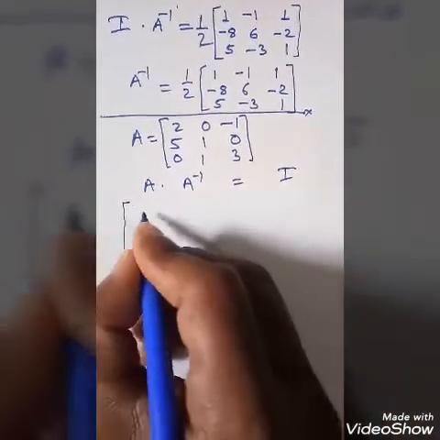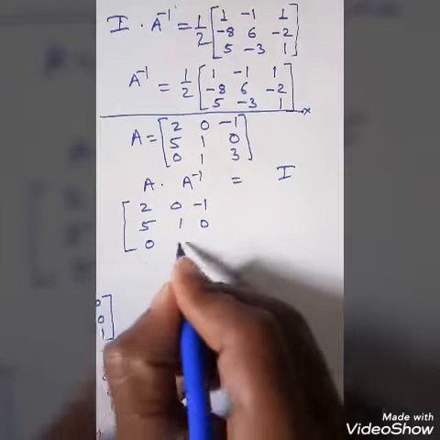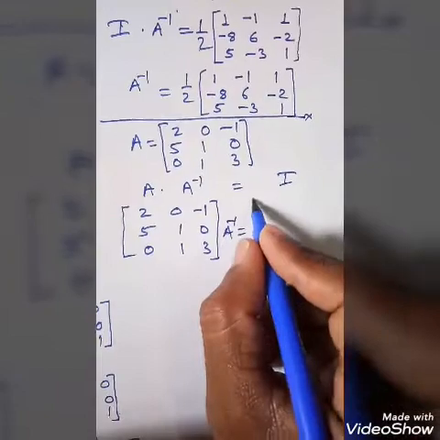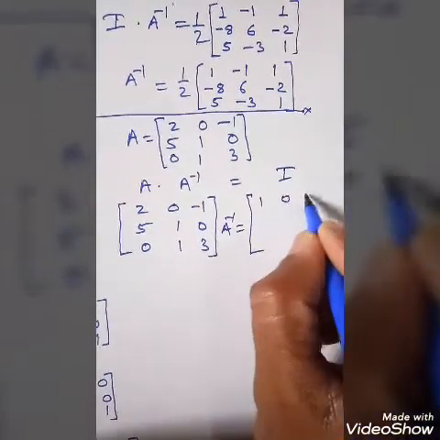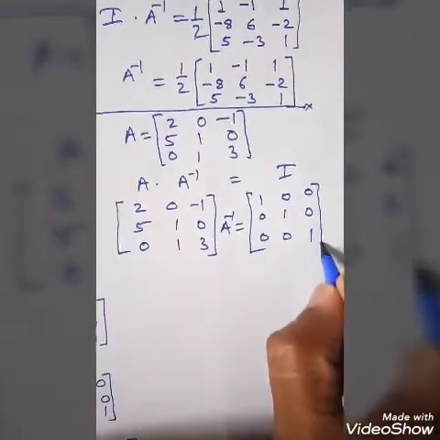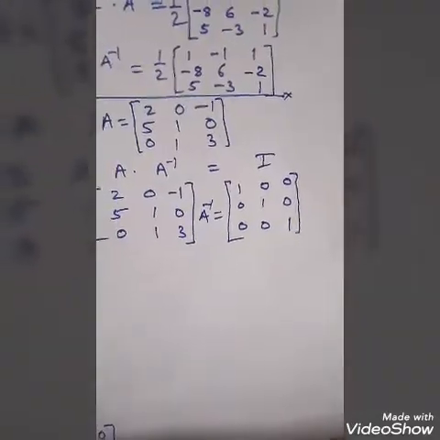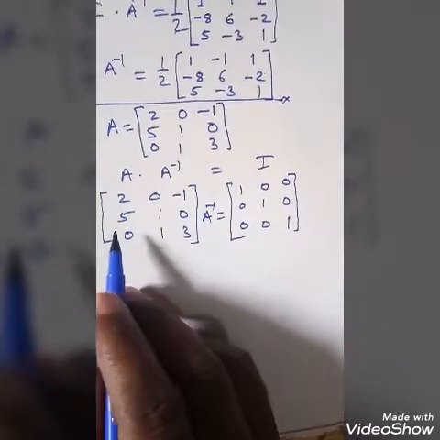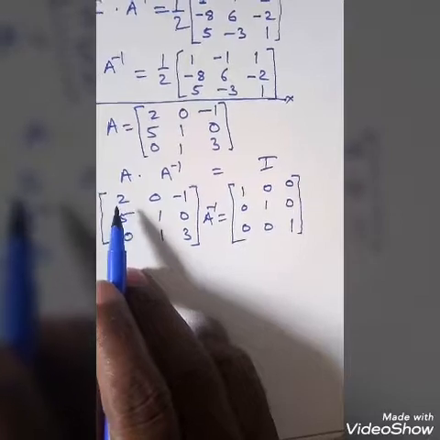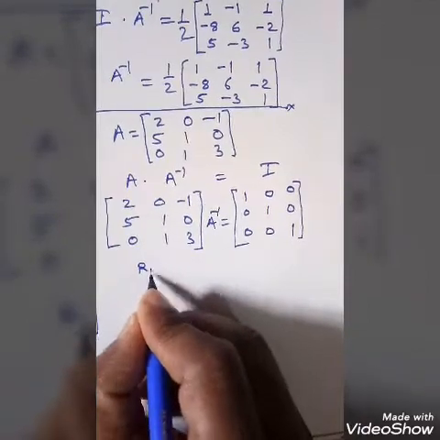Now matrix A, 2 0 minus 1, 5 1 0, 0 1 3. A inverse is equal to I, identity matrix of order 3. Like this. Order 3 चा identity matrix 1 0 0, 0 1 0, 0 0 1. Now apply the operation on this matrix such that this first element is converted into 1. The operation is on first row, so we write R1.